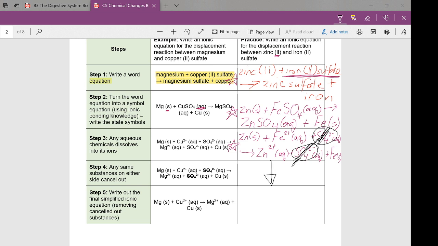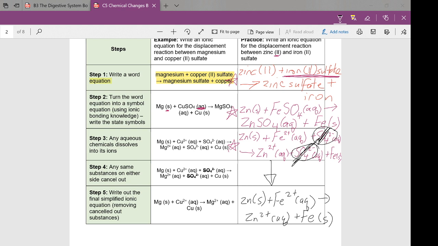And that ends up, if I rewrite this without the sulfate, it's Fe2+ aqueous, arrow, Zn2+ aqueous, plus Fe solid. And that is my ionic equation. We're going to do another one together just because I know this is quite difficult.